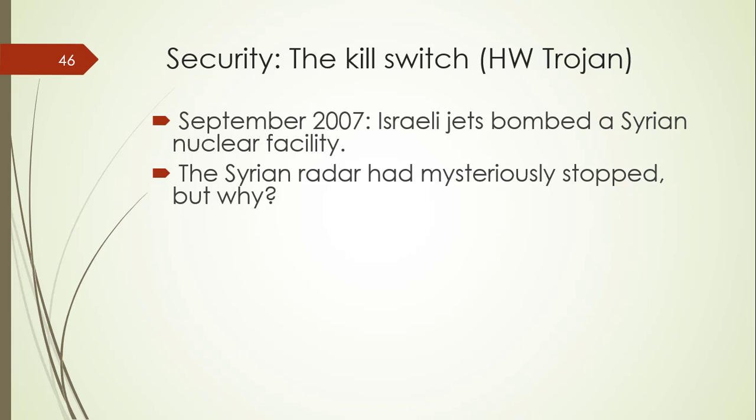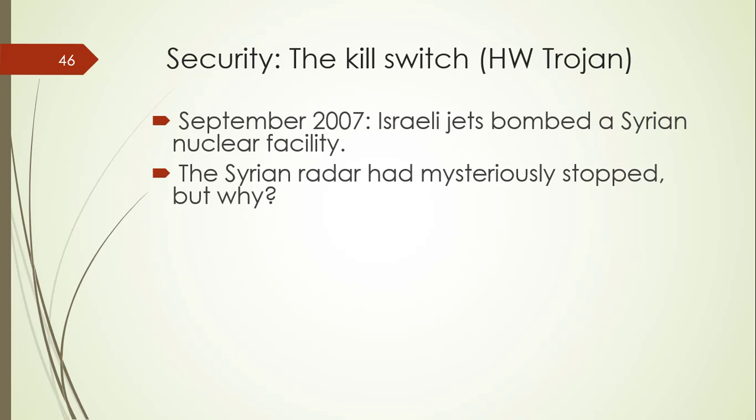Now what about security? Let me say something which I have read in numerous spy novels and in the newspaper. My apologies if this is not accurate, but I'm just going by what has been published in the popular press. So in September 2007, Israeli jets bombed a Syrian nuclear facility. The Syrian radar had mysteriously stopped.